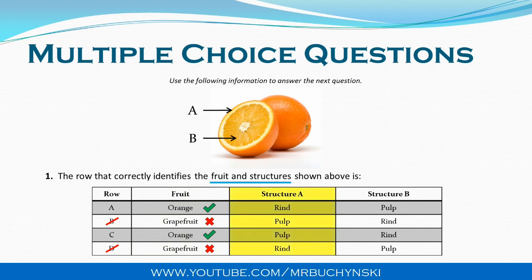So I'm going to move on to the structure A part of the chart. I can see A is pointing to the outside of the orange, and I have the options of either rind or pulp. Now I studied my fruits, but I didn't study the anatomy of each fruit, so I kind of forget whether it's the rind or the pulp. So I'm just going to leave this column for now and go to structure B. Unfortunately for me, B is still pointing at something I don't know, whether it's the pulp or the rind.